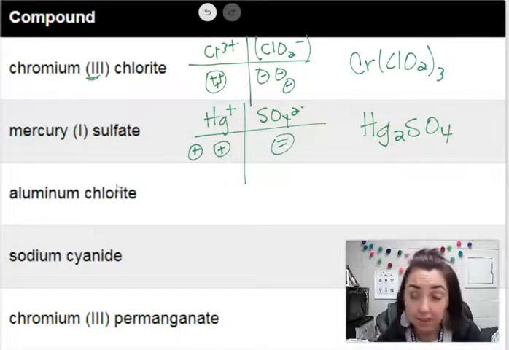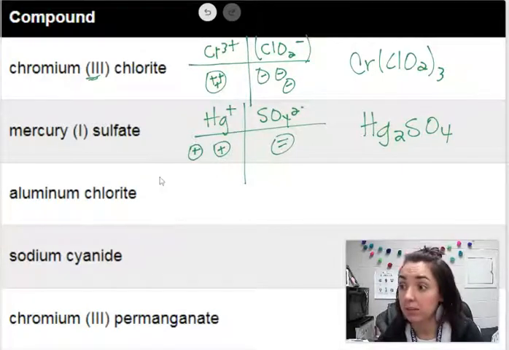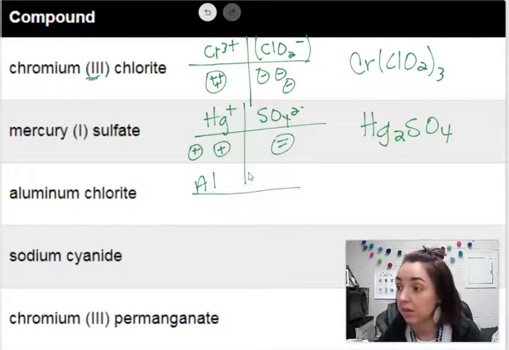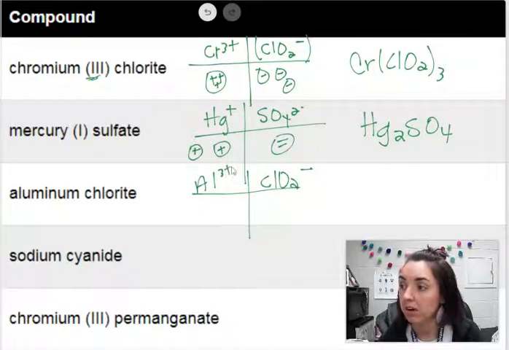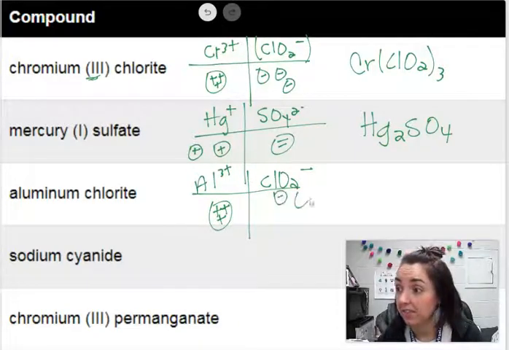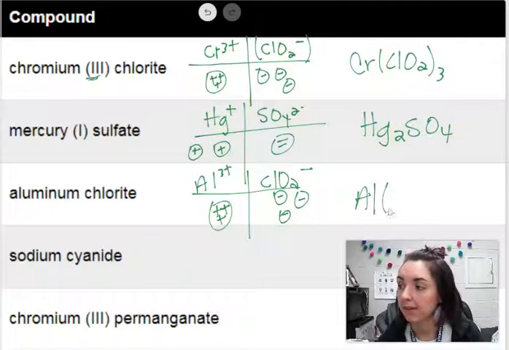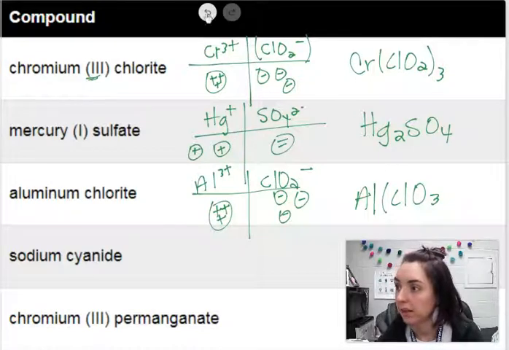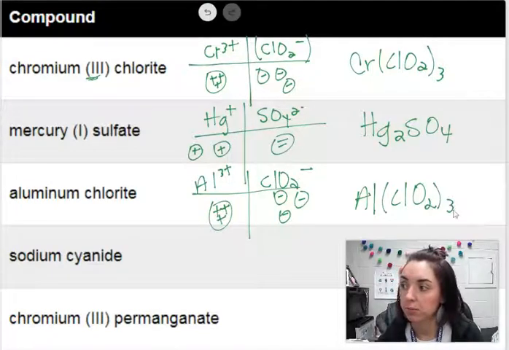So aluminum chlorite, that's another one. We saw chlorite up here, so we'll do that one really quick, and then I'll give you the chance to practice the next two on your own. So aluminum is a 3+ charge. Chlorite, it's a -1 charge. This is almost identical to the first one. It's just aluminum instead of chromium 3, but they have the same charge. So remember, we use those parentheses when we show that we need more than one of that group.